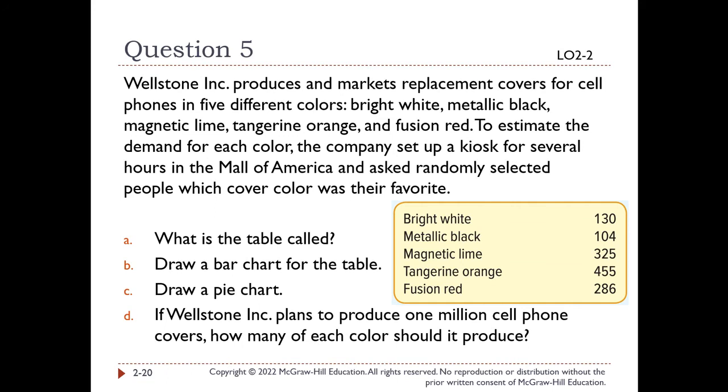All right. So, first off, we know we have a frequency table. I don't know why they would throw in what this table is called. We're only working with one type of table right now. Okay, so it wants us to draw a bar chart and a pie chart. We can easily do those in Connect. I'll show you those, and then they ask what would happen if you produce 1,000,000 of these. Okay, well, I'm going to go ahead and throw in Excel.